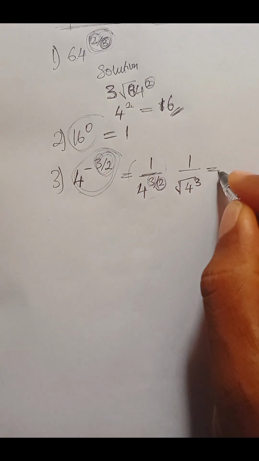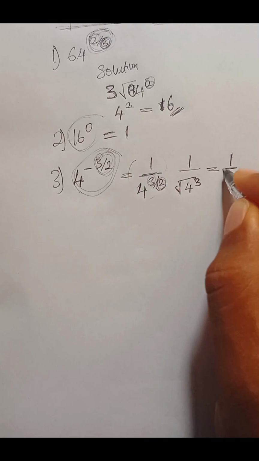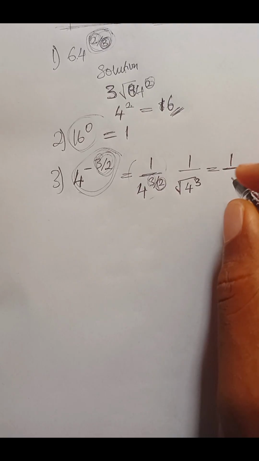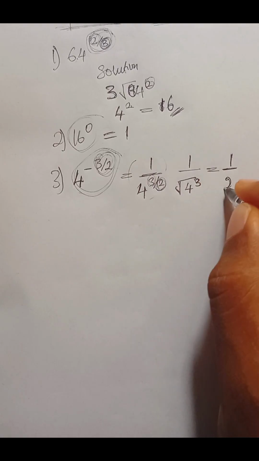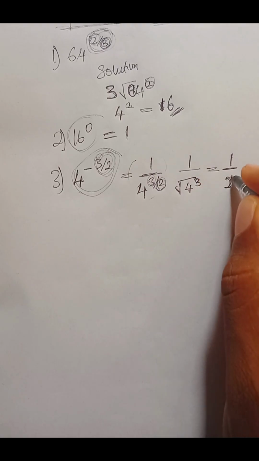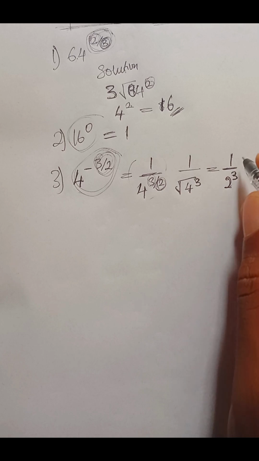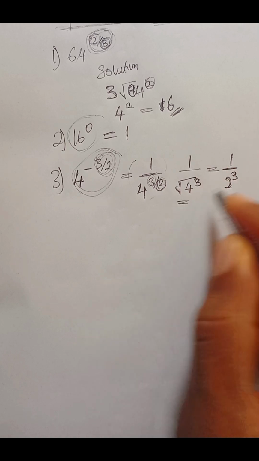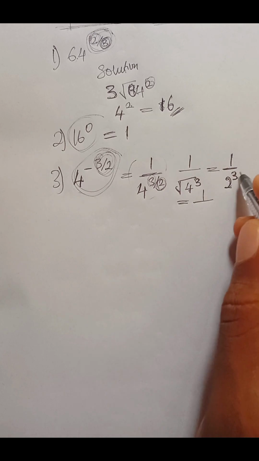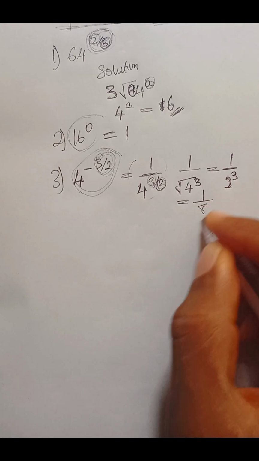So that's equal to 1 divided by the square root of 4, which is 2, raised to the power of 3. So that will be equal to 1 divided by 2 raised to the power of 3, which is 8.